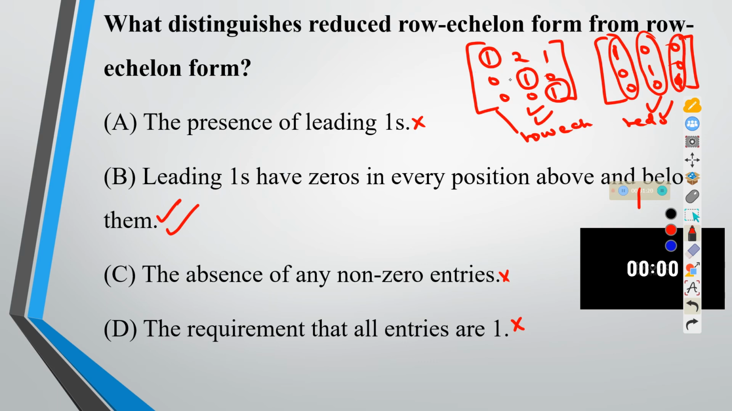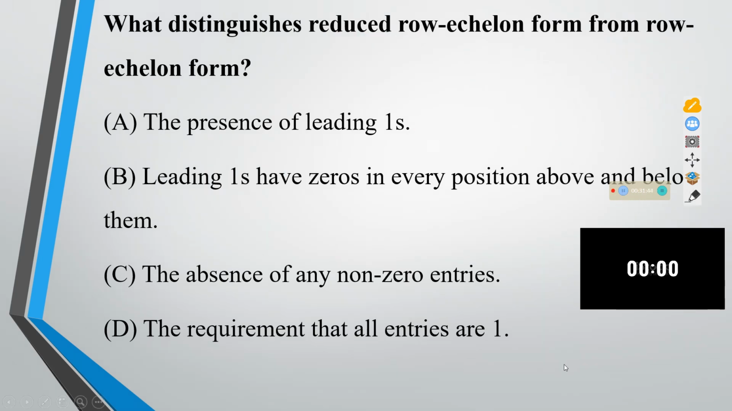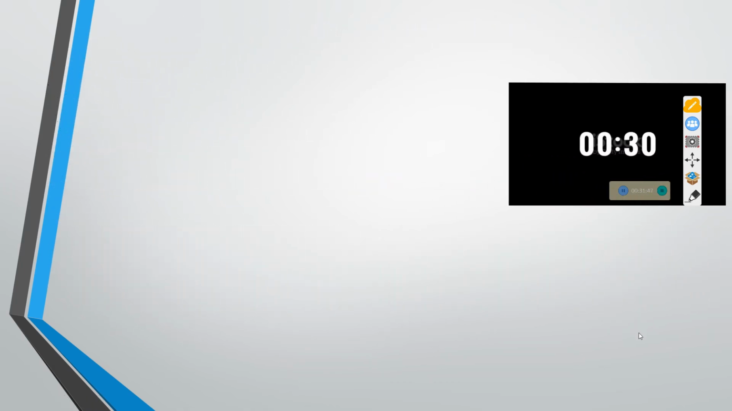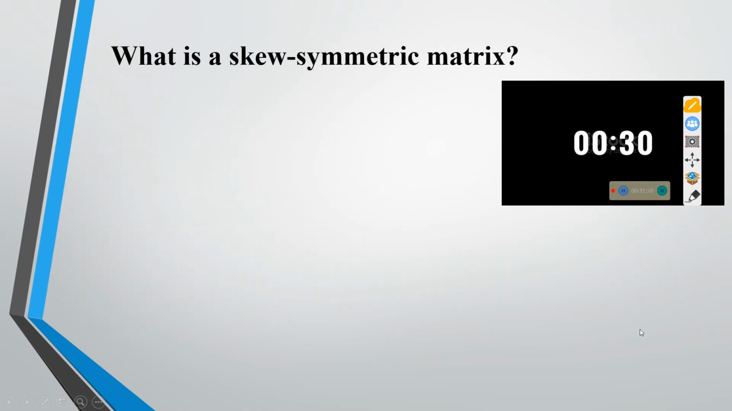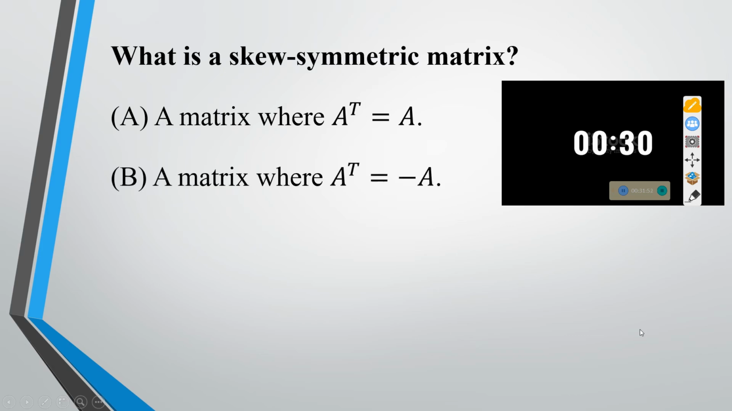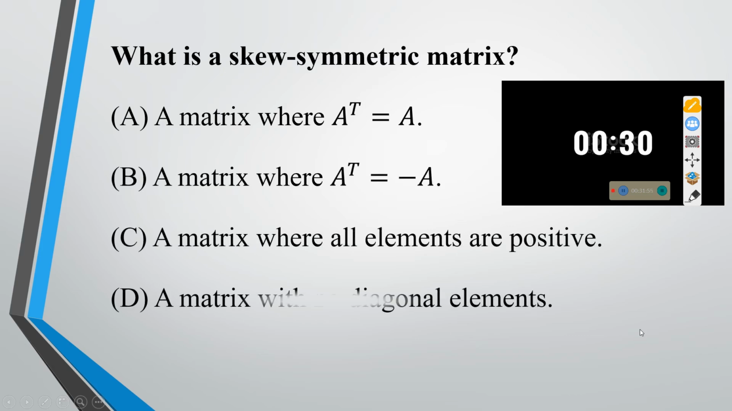But for row echelon, even if you have a 1, it is not a must that the other entries in that column be zeros. So that is what distinguishes them. Leading ones have zeros in every position above and below them. That is what distinguishes reduced row echelon form from row echelon form. And that will be answered as well. So we shall look at the next question. And this is the question. You have 30 seconds to have that answered.